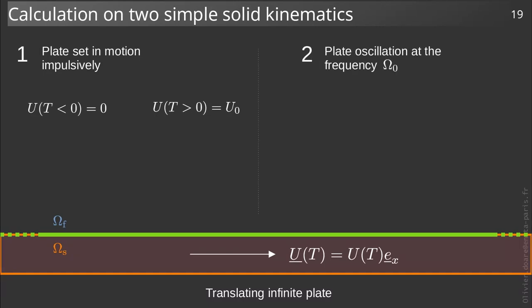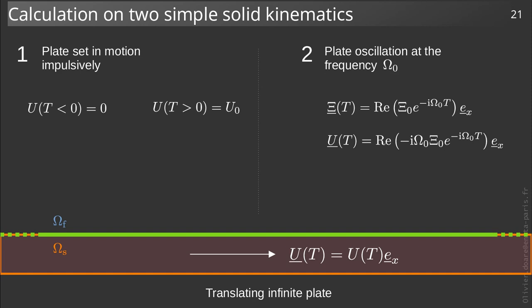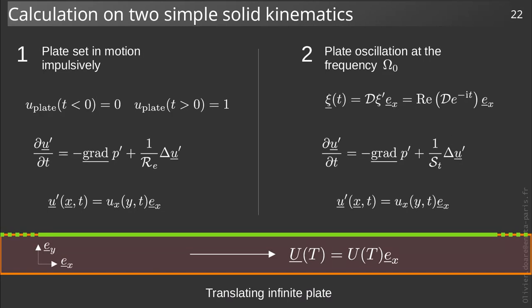For the second problem, we will look at the motion of the plate at the frequency omega naught for the displacement amplitude psi naught. We write the displacement of the plate using a complex harmonic function. It will be possible in the following to work directly with this complex function, remembering that the physical solution of the problem will be the real part. It will be the same for the velocity, for example. These problems can now be scaled.